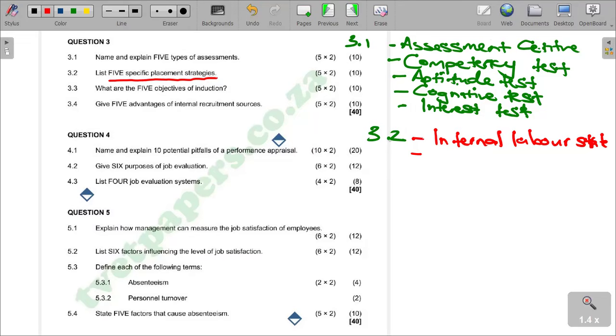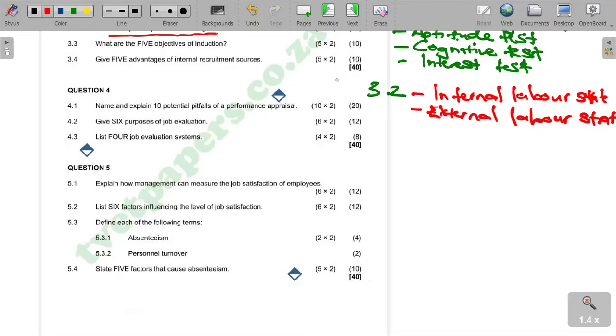So it is a policy that employers can only employ general workers. The rest of the positions can be filled through promotion. Because we also have what we call the external labor strategy, whereby an organization can employ employees from external sources, within an organization.